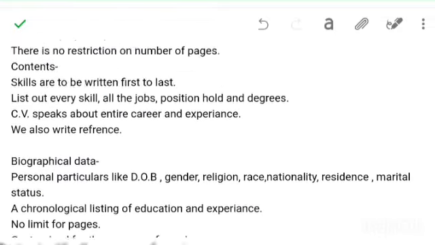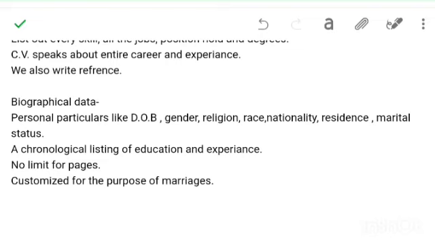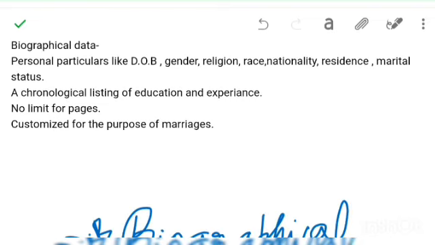See, it's the same, biographical data. It has personal particulars like DOB, gender, religion, race, nationality, residence, marital status. All these things are to be mentioned. You write about your education and experience in chronological order. Chronological means first to last. The thing you did first, you will mention first. The thing which you did last, you will mention last.